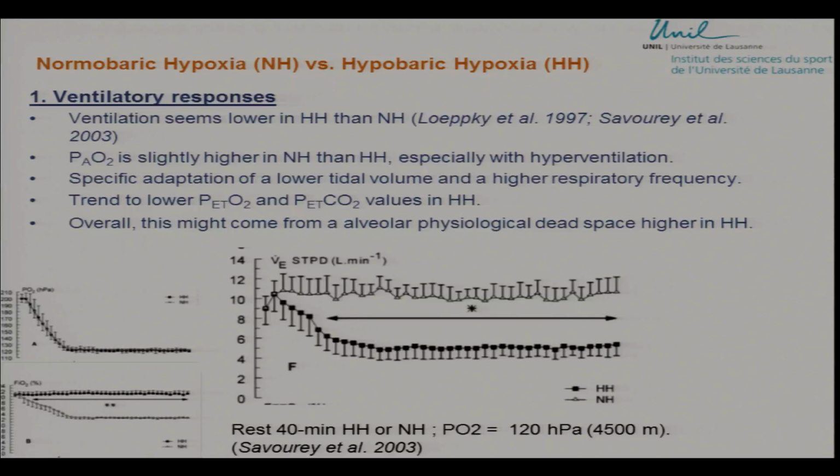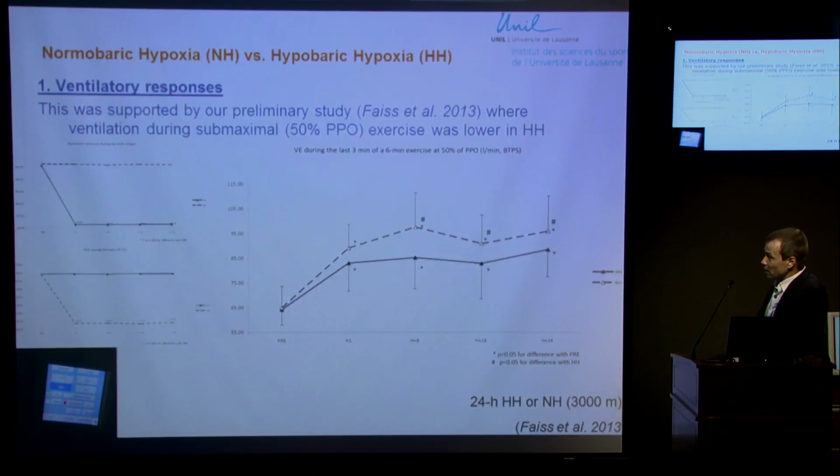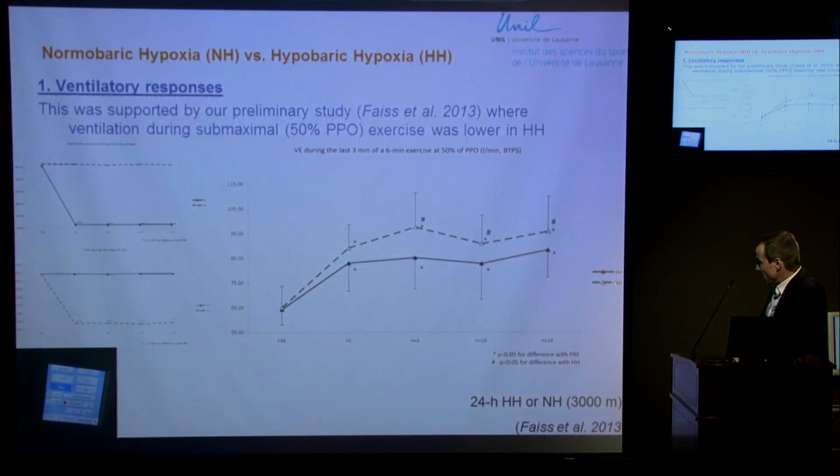Right? One example of the difference in ventilation is from the paper of Savouret. You get a lower ventilation at rest in HH compared to NH. In our study, we found also that at submaximal intensity, we get a difference in the ventilatory responses. And again, it fits very well with the resting value, since from 3 to 24 hours of exposure, we always found a lower minute ventilation in HH compared to NH.